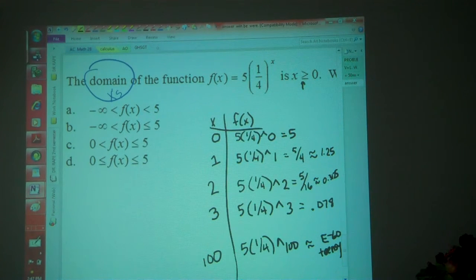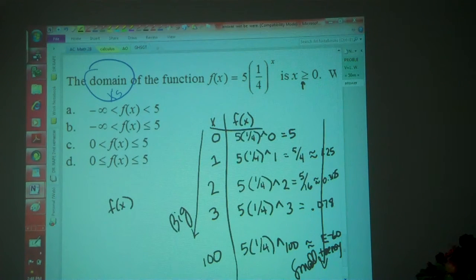So basically what you're seeing is that as x gets big, y is getting small. But it never actually gets to 0. So f of x goes from 5 all the way down to almost 0. So it never is 0, but it is 5. The equal to says because it actually does land on 5. And the 0 it never actually gets to, so you don't put that it's equal to.